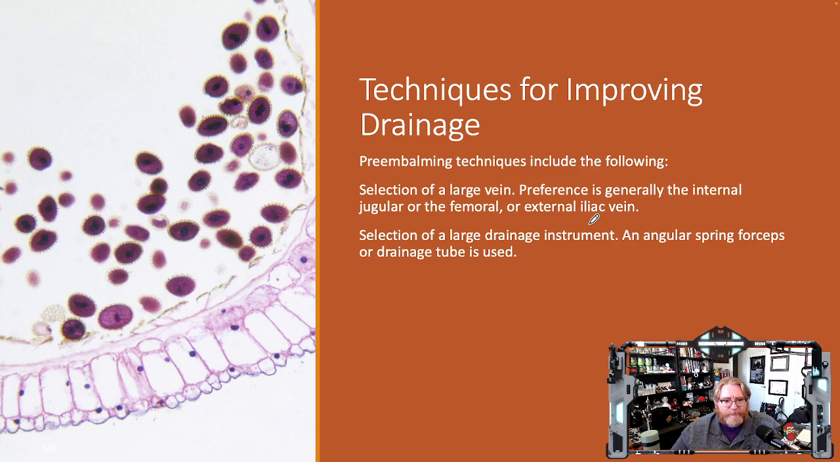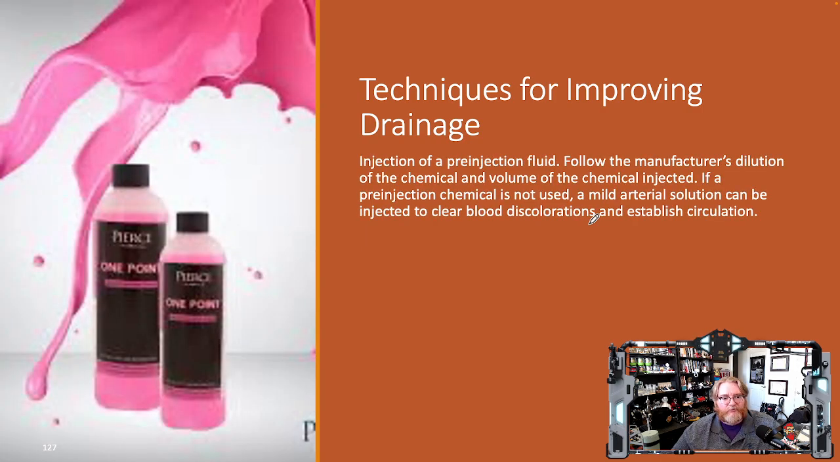So techniques for improving drainage. Pre-embalming techniques include the following. Selection of a large vein. Preference is generally the internal jugular or the femoral or external iliac vein. Selection of a large drainage instrument, an angular spring forceps or a large drain tube.